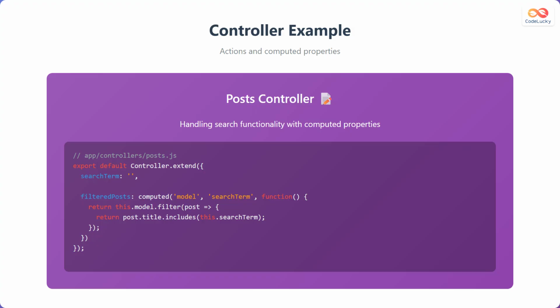The computed property filters the model array, returning only posts whose titles include the current search term. This demonstrates how controllers can transform and filter data from routes before presenting it to templates. Computed properties are reactive, automatically updating when their dependent properties change.